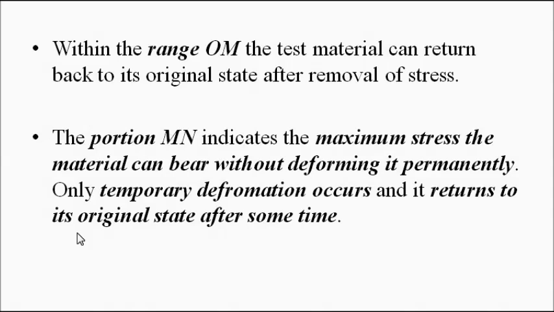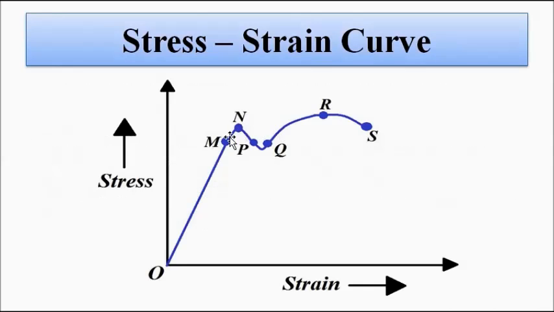Within this range OM, the material is elastic. Now elastic means when stress is up to this point M, if we draw a line perpendicular from M to this axis, then during this range the material will behave as elastic. It means that within this range, any stress applied, when removed, the material will return back to its original dimension, original shape and size. The change will not be permanent.